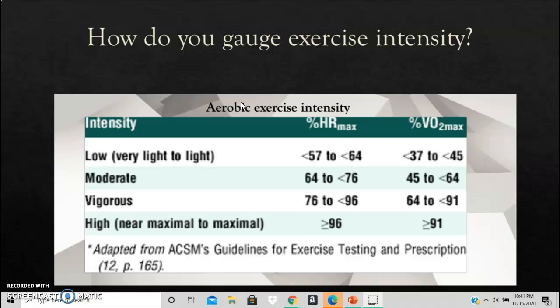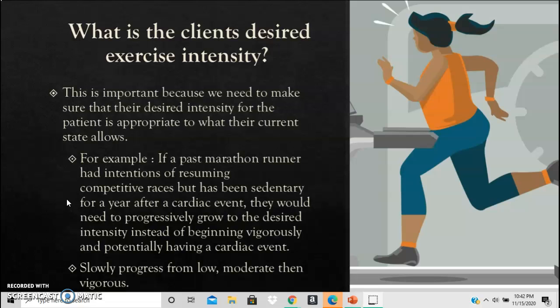So, how do you gauge intensity, and why is it important? Well, it's important for knowing the initial physical activity levels for your clients and also in determining the desired intensity goals of your client. Next, you'll need to know what your client's desired exercise intensity is. This is important because we need to make sure that their desired intensity is appropriate for what their current state allows.